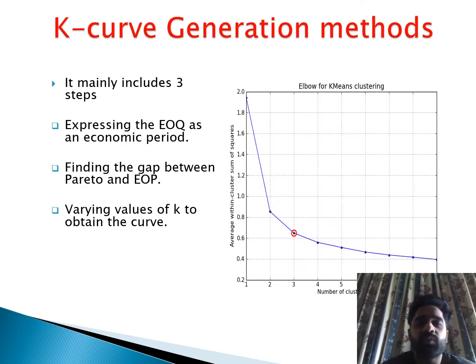Now we discuss the K-curve generation methods. It mainly includes three steps: expressing the EOQ as an economic order period, finding the gap between Pareto and EOP, and varying the value of K to obtain the curve. As you can see in the line graph, the number of clusters goes from 1 to 9 and the average within-cluster sum of squares goes from 0.2 to 2.0, which is met at the number of clusters at 3 and the average within-cluster sum at 0.6. Now we discuss all 3 points in the next steps.